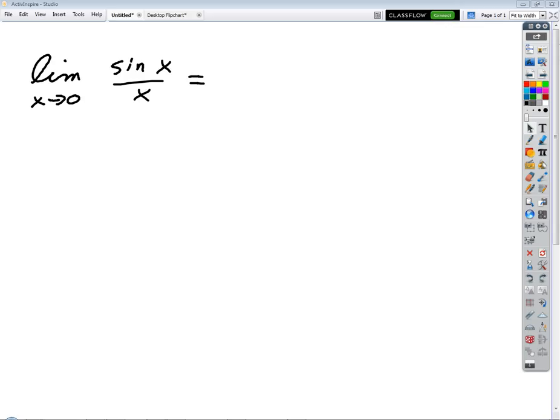So what happens here? This thing, bottom equals 0. Bottom equals 0? But as x approaches 0, the argument of sine approaches 0. What's the sine of 0? 0. So this is indeterminate, okay?